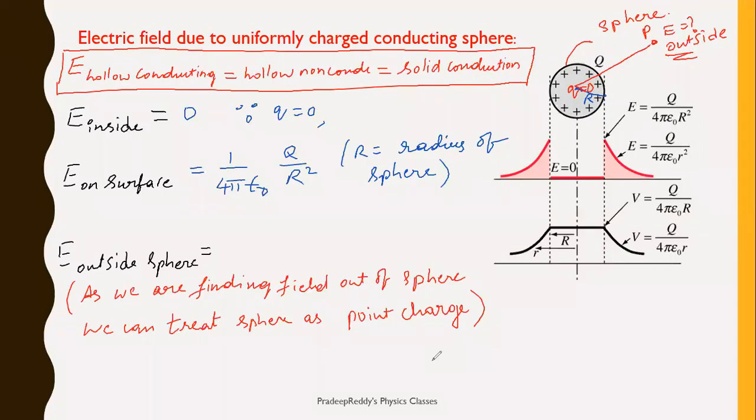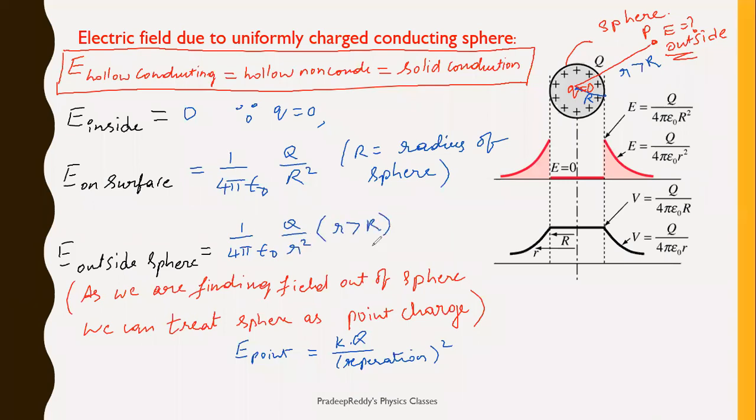Now coming to this, we know the electric field due to a point charge is equal to K, whatever the total charge it has, Q, divided by the separation whole square, right? Now let me take this separation as small r, which is greater than capital R. Therefore, what will be the field value? 1 by 4 pi epsilon naught capital Q divided by r square, where r is greater than capital R. Here capital R is the radius, and small r is greater than R.